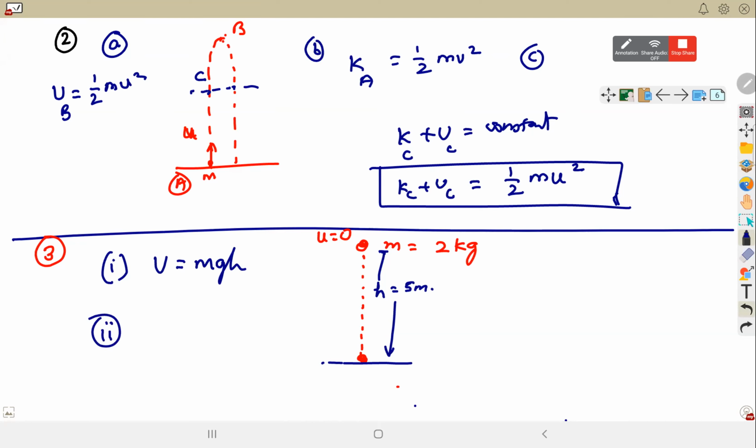Second part, kinetic energy of the ball just before it hits the ground. So I didn't get this one. Initially, it has potential energy. As it comes down, the potential energy converts into kinetic energy. At point A, it has potential energy. At point B, all the potential energy converts into kinetic energy. Sir, once we have found the potential energy, we don't need to apply the kinetic energy formula separately, right? But the initial kinetic energy was 0 here, because it is at rest.